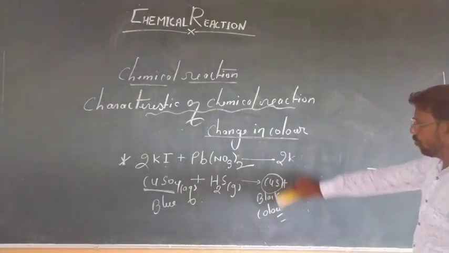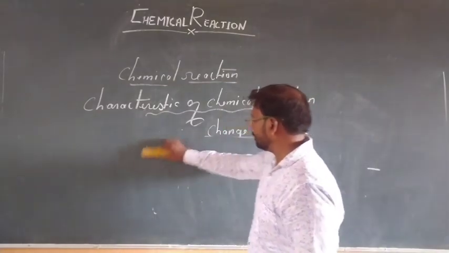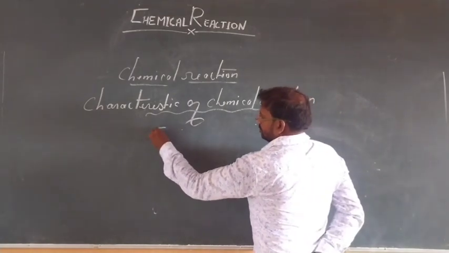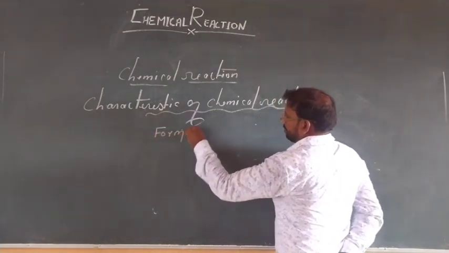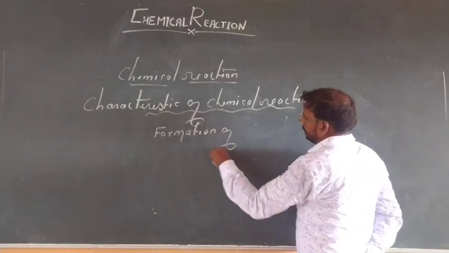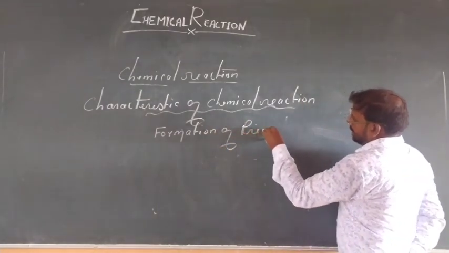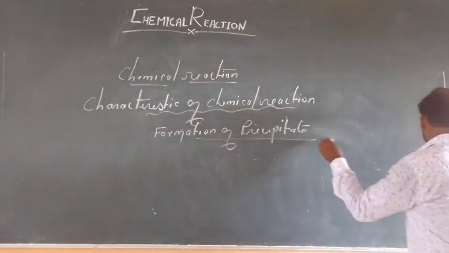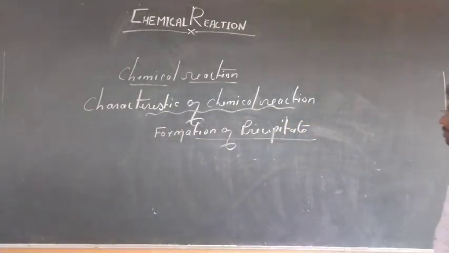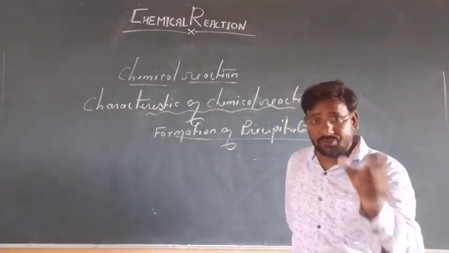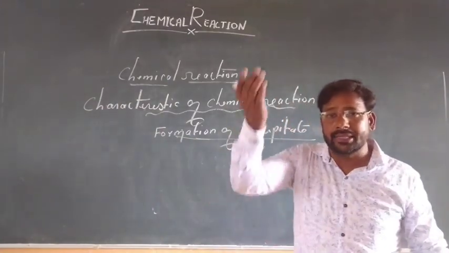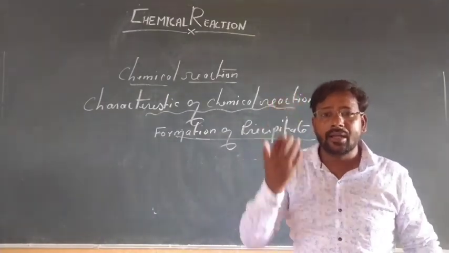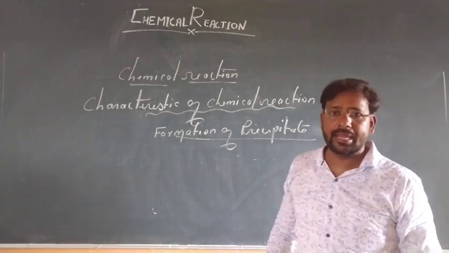Now, the fourth property is formation of precipitate. Precipitate: solid things will form which will not dissolve in water. It will get settled down at the bottom of the container in which you will have a chemical reaction.